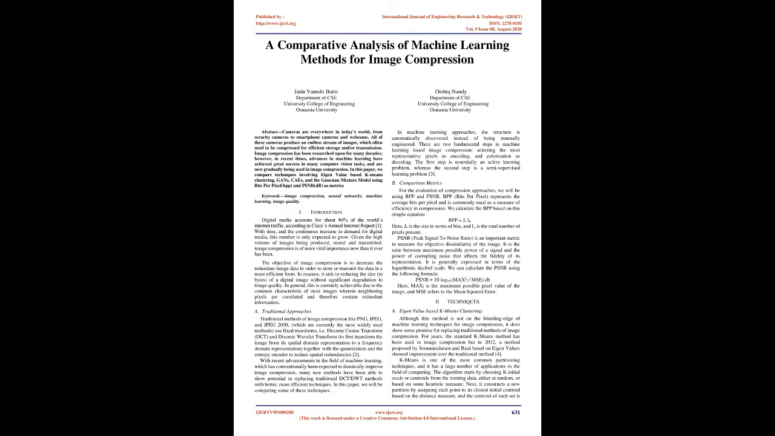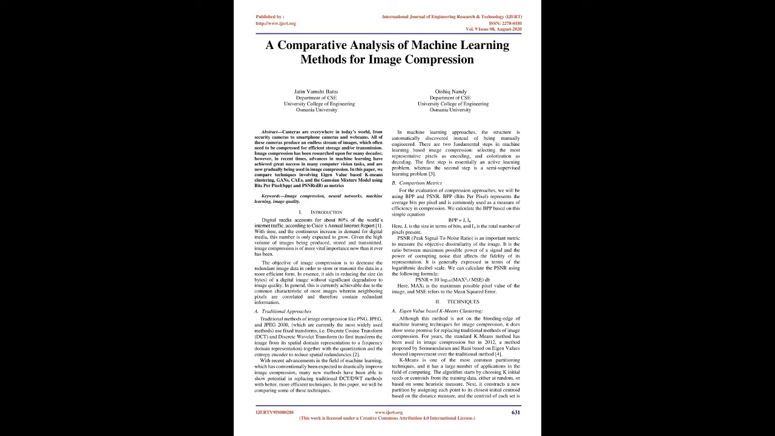Introduction. Digital media accounts for about 80% of the world's internet traffic, according to Cisco's annual Internet Report. With time, and the continuous increase in demand for digital media, this number is only expected to grow. Given the high volume of images being produced, stored, and transmitted, image compression is of more vital importance now than it ever has been. The objective of image compression is to decrease the redundant image data in order to store or transmit the data in a more efficient form. In essence, it aids in reducing the size, in bytes, of a digital image without significant degradation to image quality.